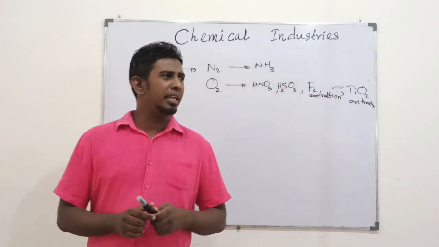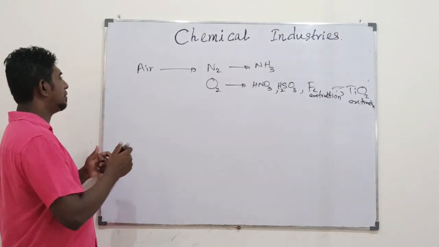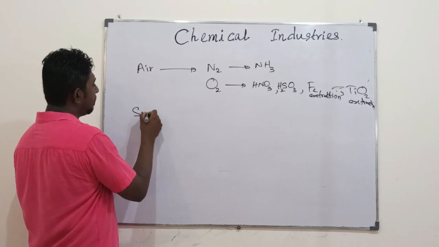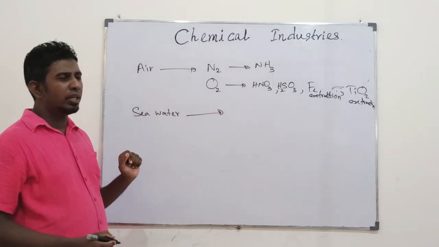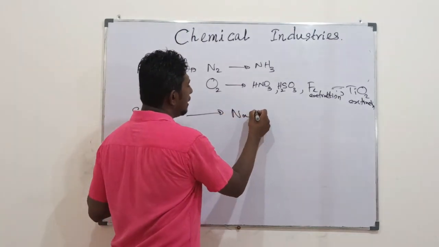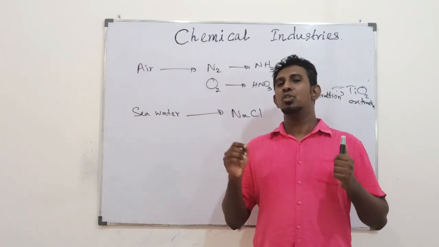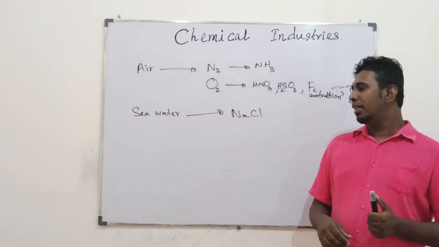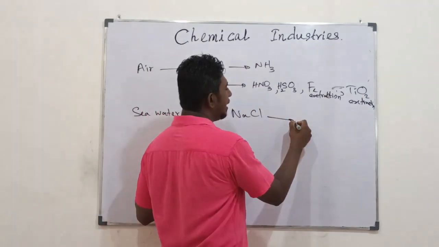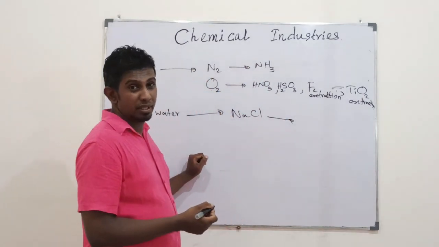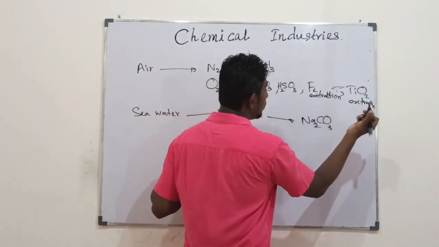Then students, you could find some other sources being used as well. Seawater. So you would find sodium chloride from seawater. You need to extract sodium chloride. We extract sodium chloride from seawater. That sodium chloride could be used as the raw material in the Solvay process, manufacturing soda ash, sodium carbonate, as well as sodium bicarbonate.